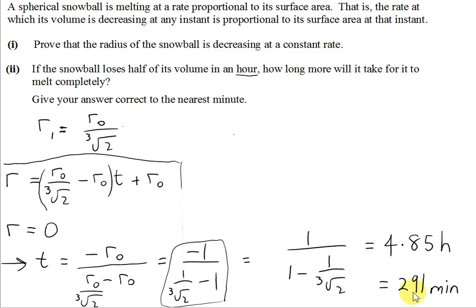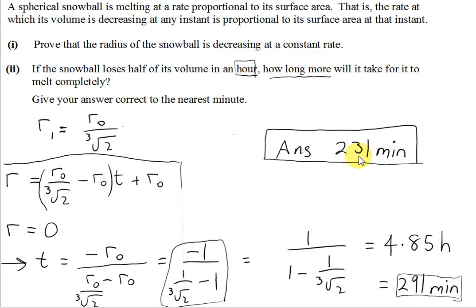By the way, this is the total time it takes for the snowball to melt, but we want to know how long more after the first hour will it take for it to melt completely, as half its volume is gone in 1 hour. So we have to take 1 hour from this, take 60 minutes from this. So the answer to the question is 231 minutes.